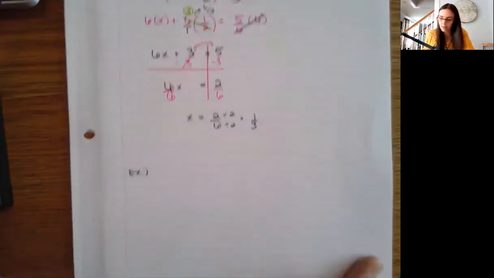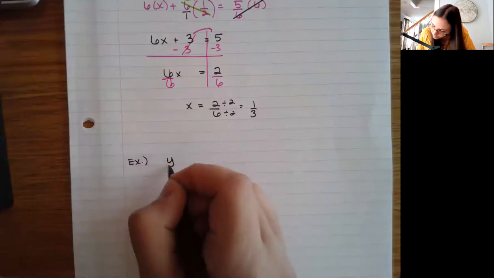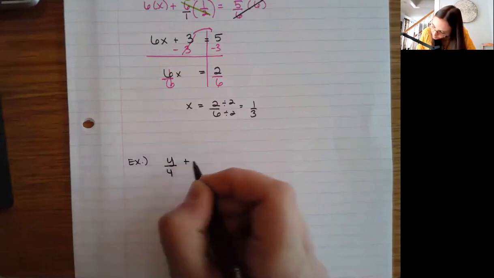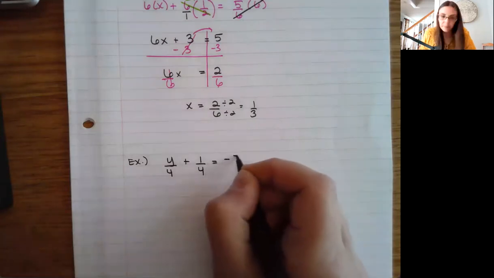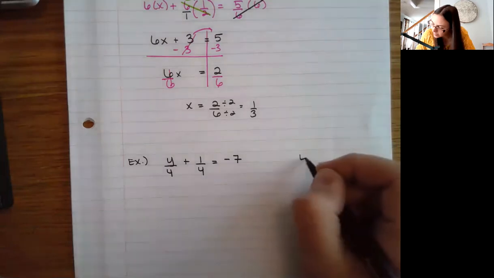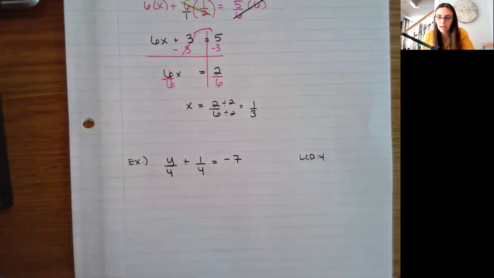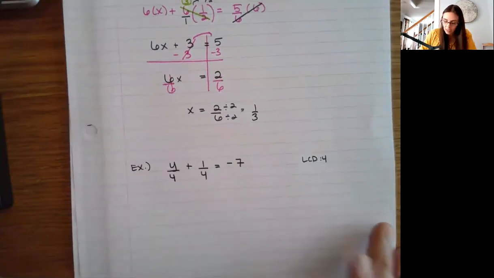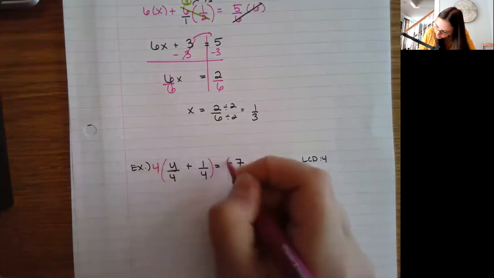All right, let's do another example. How about y over 4 plus 1/4 is equal to -7. So my LCD here is actually just 4. So even though I have the 4 repeated twice, I don't have to multiply it out again. I can just use 4. And I'm going to multiply both sides by 4.